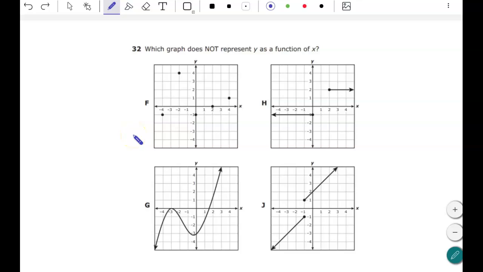All right, make sure you have your math notebook and calculator. So this is number 32 on the 2022 STAAR test. It says, which graph does not represent y as a function of x?